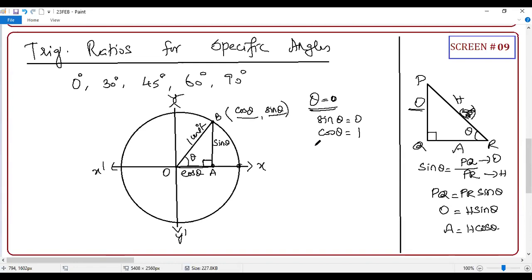Similarly, when theta equals 90 degrees, think that this OB is coming here. Same, cos theta and sine theta will become what, student? At 90 degrees, what is the coordinate here? It is 0, 1. So what is that 0? Cos theta. What is 1? Sin theta. So sin theta equals 1, and cos theta equals 0. Like this, this unit circle will give you the value for any angle.